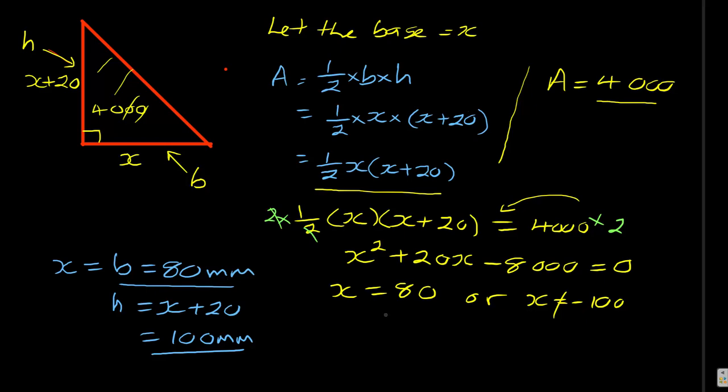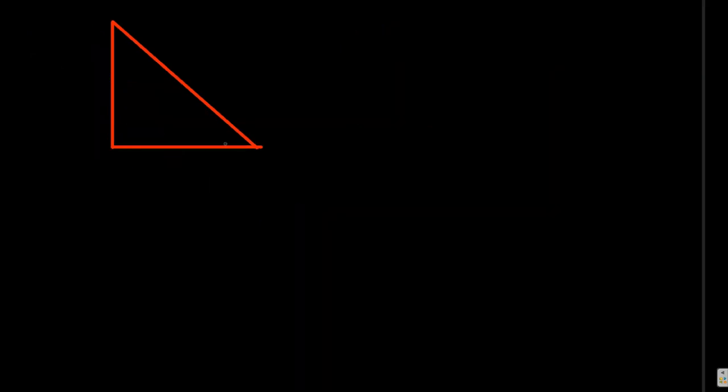Let us move on to look at question number 16. It is also similar. Now let us look at this question number 16. It says the hypotenuse of a right angled triangle. So we are having here a right angled triangle, and remember this is our hypotenuse.